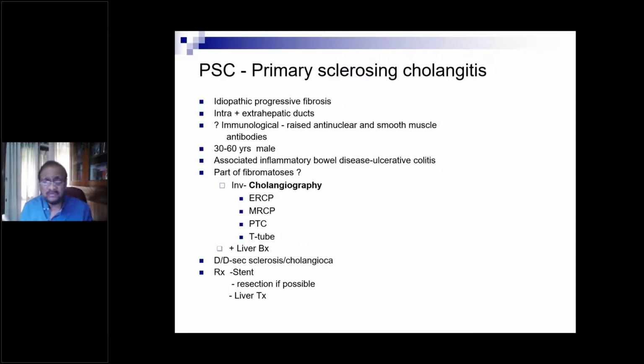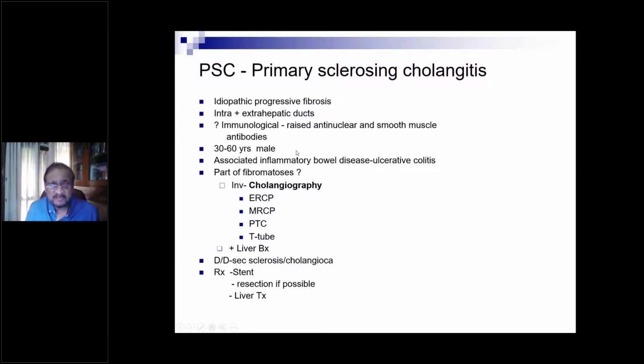tissue for unknown reason. Similarly, primary sclerosing cholangitis, we still don't know what is the reason. Idiopathic, progressive fibrosis, involving inside the liver and outside the liver, intrahepatic and extrahepatic. Does it have an immunological basis? We don't know. We do have raised antinuclear and smooth muscle antibodies, but that is not confirmatory whether they are causing this PSC, right?